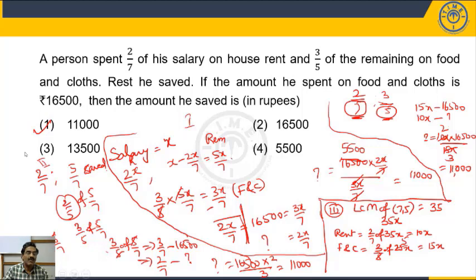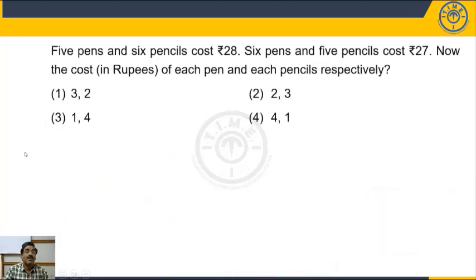Right? Let us look at one more question. 5 pens and 6 pencils cost is 28 rupees. 6 pens and 5 pencils cost is 27 rupees. The question is the cost of each pen and each pencil, respectively. So what we will do is let the cost of the pen be p rupees and the pencil, since C is appearing more prominently, let us assume the pencil cost be C.